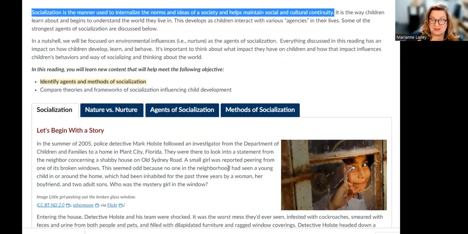So again, I'm not going to read everything to you, but this is an exact replication of our book. Some of you like to have that book in your hand. Some of you like to have it side by side, whatever. But everything from the book is put into here. And so it begins with a story, and there's this little girl who was abandoned.